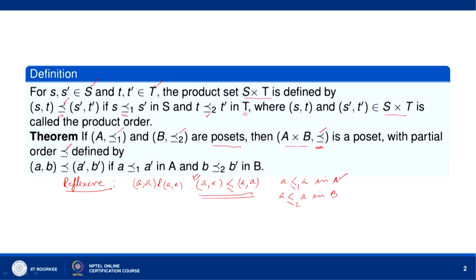Now, let us notice that A is a partially ordered set, and B is a partially ordered set. So, when (a, b) belongs to A cross B, then a belongs to A and b belongs to B. Since a belongs to A and b belongs to B, a precedes a in A and b precedes b in B. Now, these two together imply that (a, b) precedes (a, b) in A cross B.